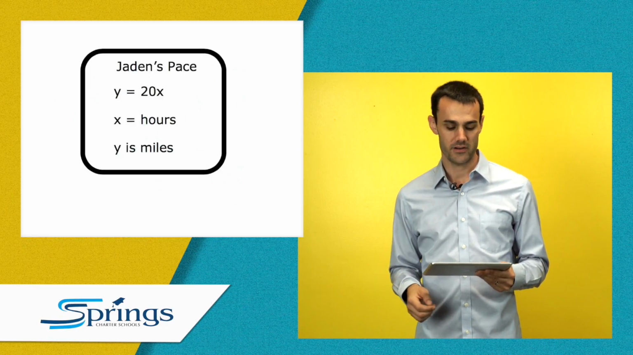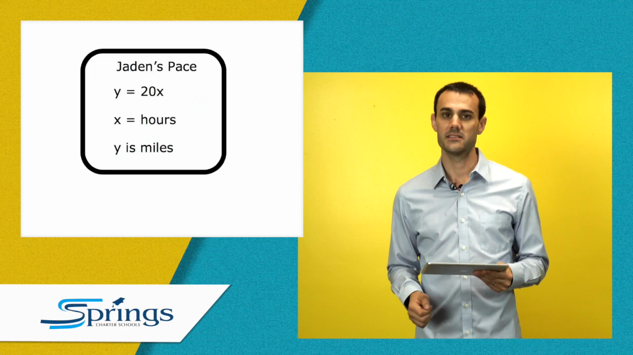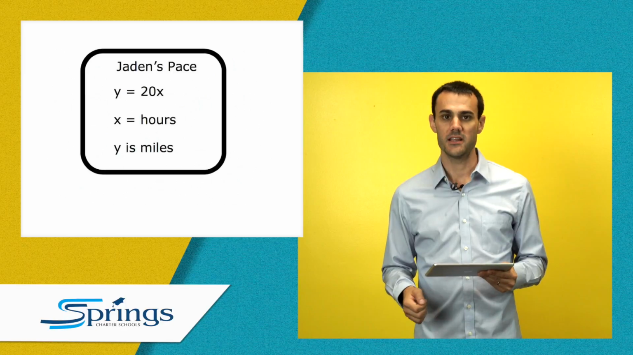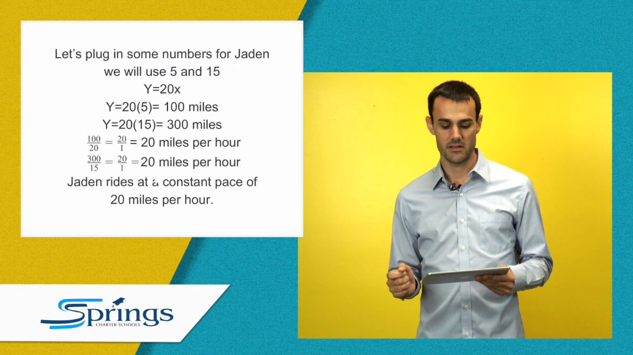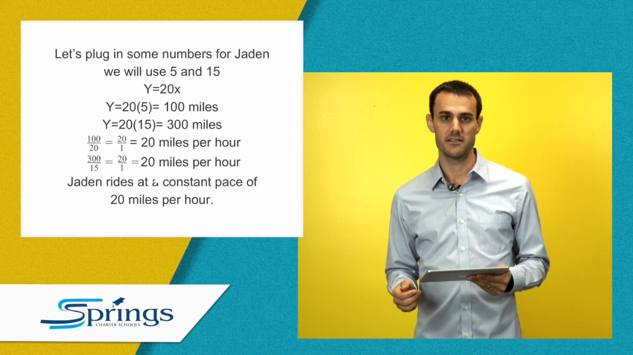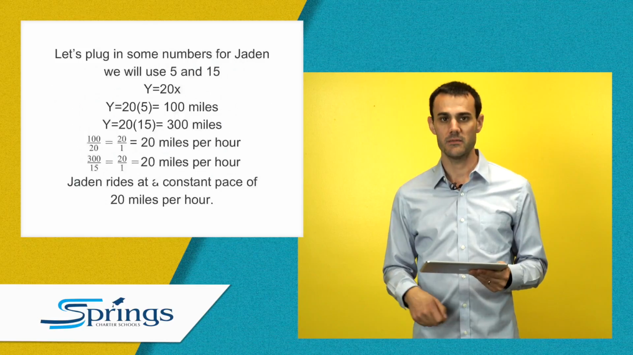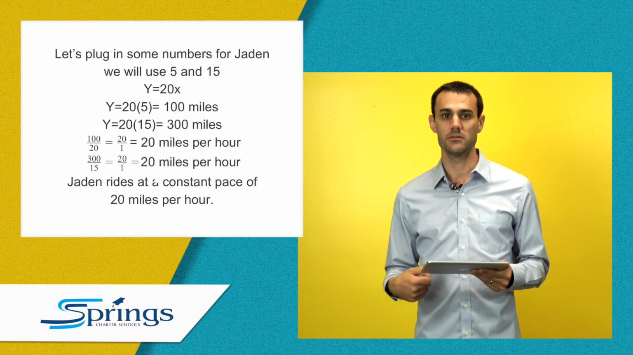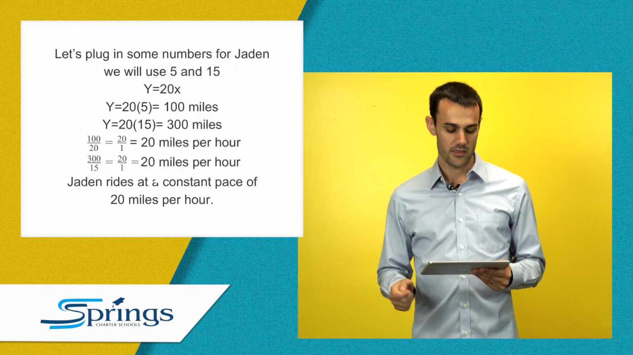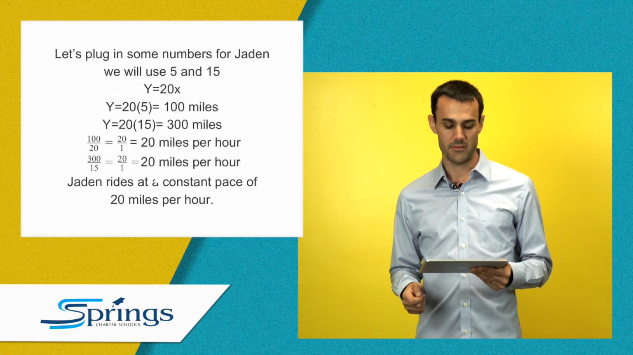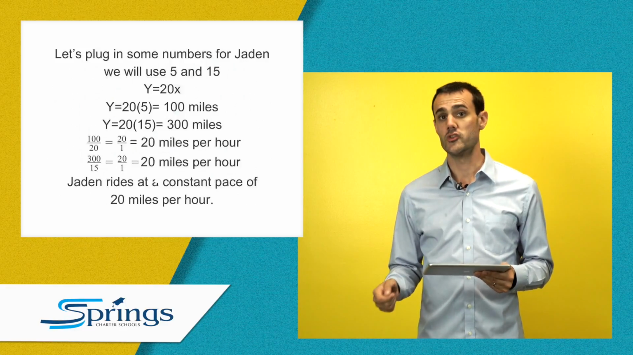Now it's not in the form of a graph, but we have an equation here: y = 20x. x stands for the number of hours, and y stands for the number of miles that he rides. So let's plug in some numbers for Jaden's ride to see what we have here. We're going to use the numbers 5 and 15. So we're going to plug them into our equation here, and I'm going to get y = 20 times 5, which is 100 miles. Then I'm going to plug in y = 20, and for the x value, I'm going to put in 15. And 20 times 15 gives me 300 miles.